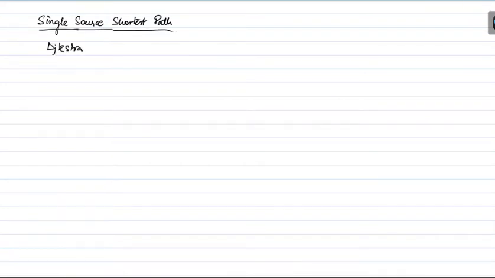All right, so today we are going to talk about the single source shortest path problem. We are going to use Dijkstra's algorithm. Let's analyze that and see what is the opportunity for parallelism over there, right?